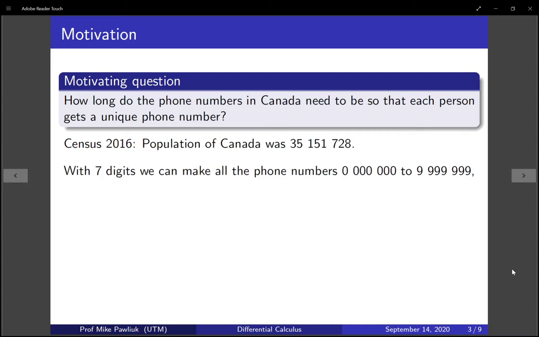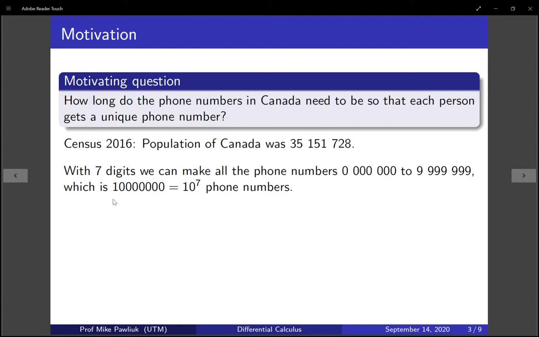Well, if we had 7 digits, we could make all the phone numbers from 7 zeros up to 7 nines. So it's pretty easy to see that that would be 10 million of these phone numbers. To put it another way, 10 million is 10 to the 7. And the 7 in this exponent and these 7 digits are related. One way to see that is for every spot, we have 10 choices. So that's 10 times 10 times 10 times 10 times 10 times 10 times 10 choices, which is 10 to the 7.